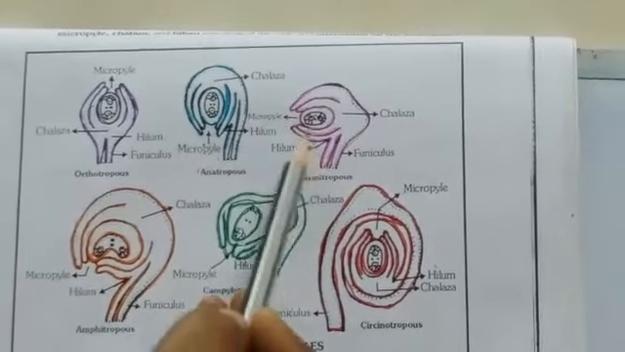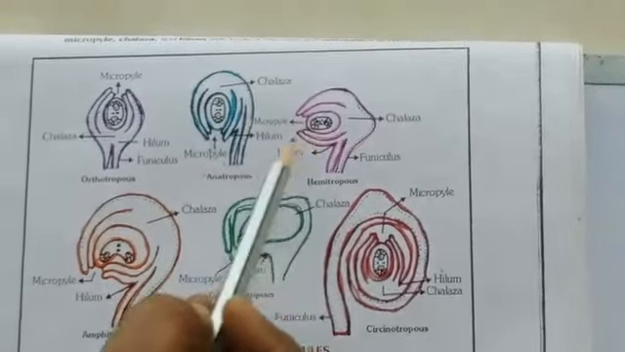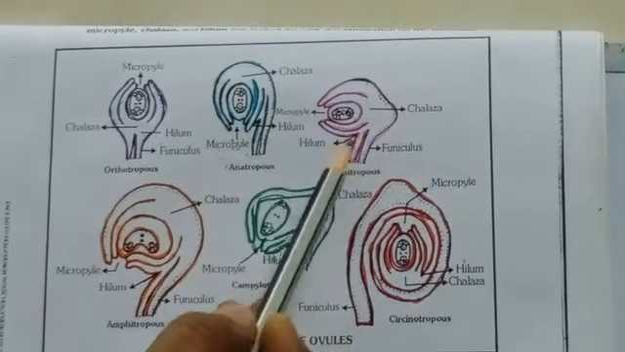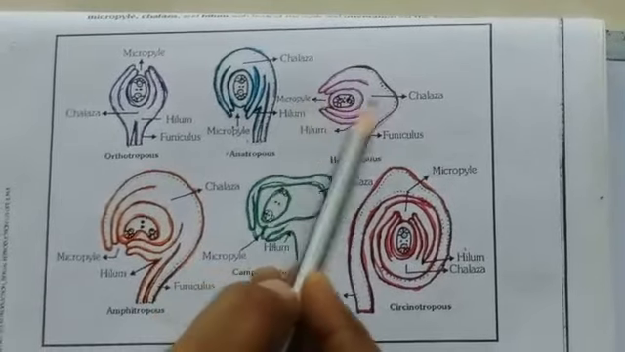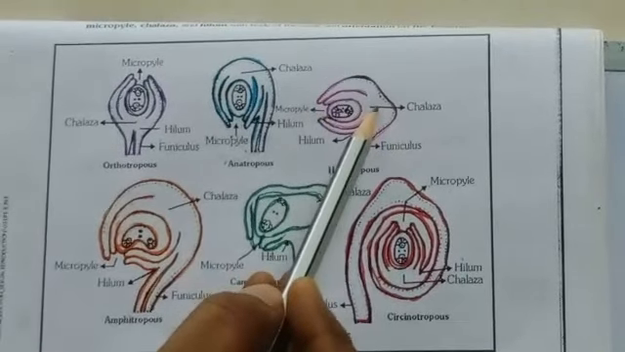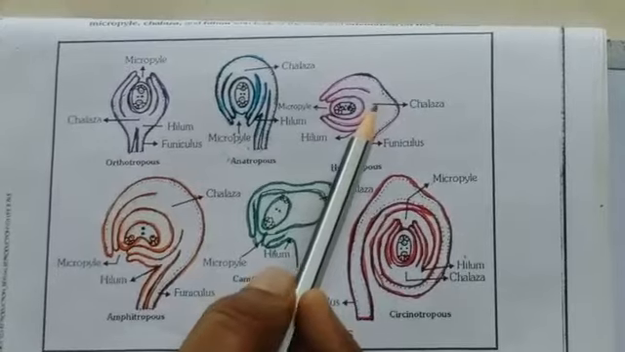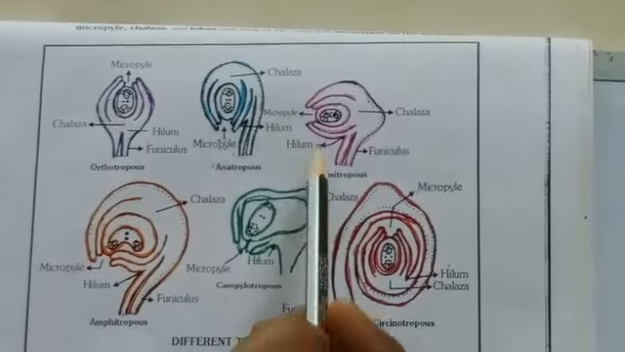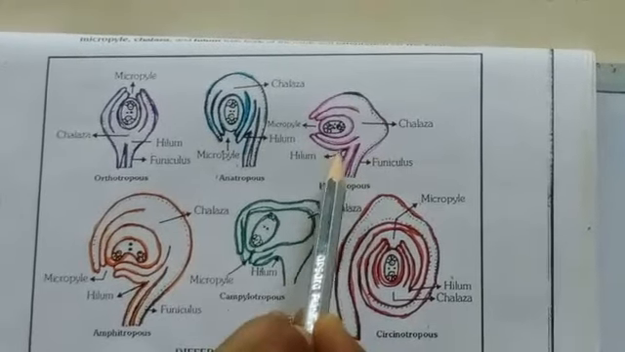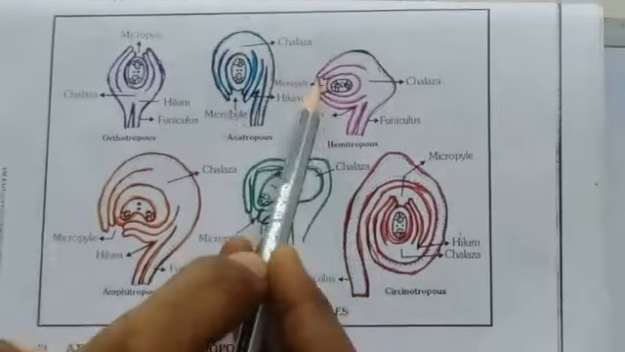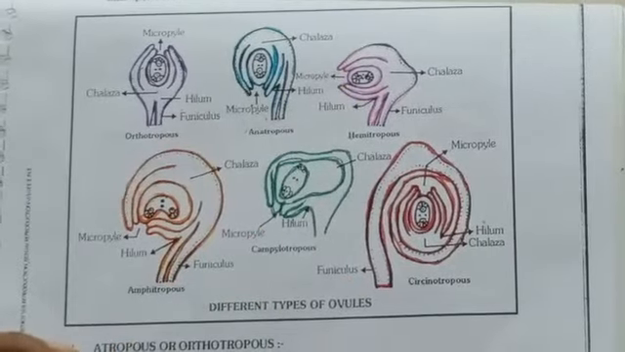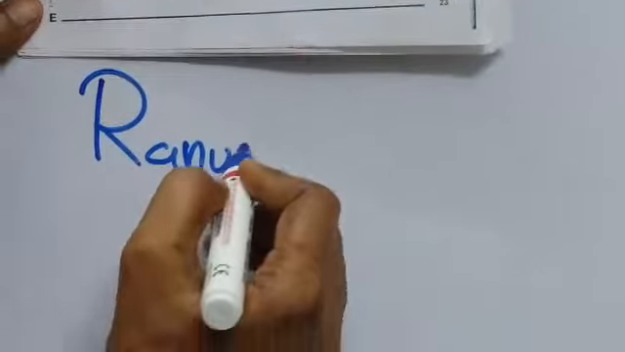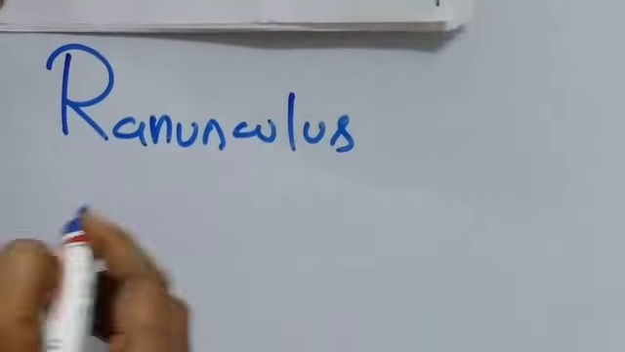It is also called horizontal ovule because the body of the ovule is present in horizontal position on the funiculus. So you can see the micropyle and chalaza are in a straight line. At the same time, the hilum is situated away from the micropyle. Example for this is Ranunculus, then Primula.